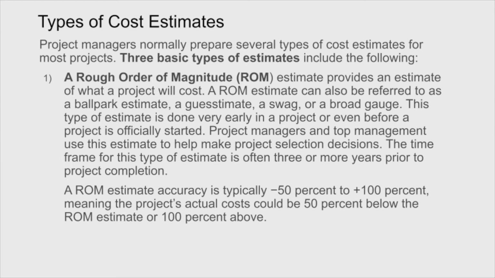So, for example, if you have 6 projects to choose from, the rough order of magnitude is really good for saying, which one do you think we should pick? We can't do them all, right? So you can think of rough order of magnitude not being very accurate. It could be anywhere from 50% lower than the actual cost, or 100% higher than the actual costs. So it's a bit of a concern in terms of running the project, but it is a very good, useful tool in terms of deciding which project you should choose.